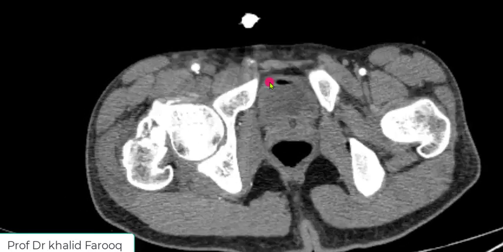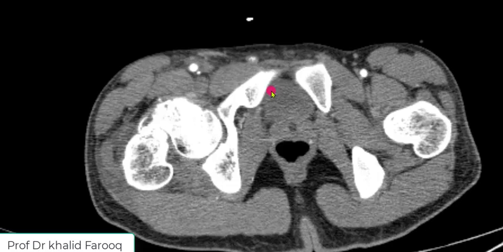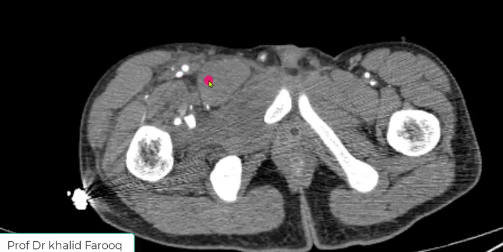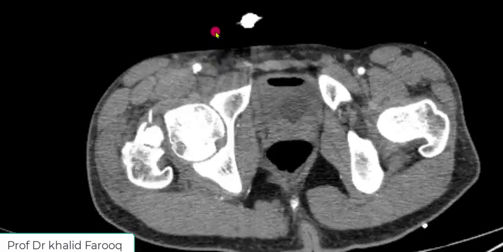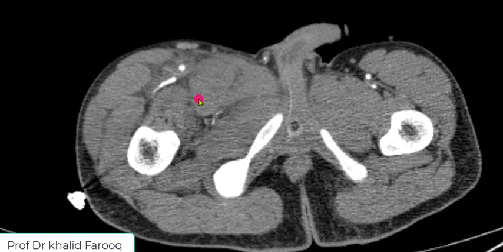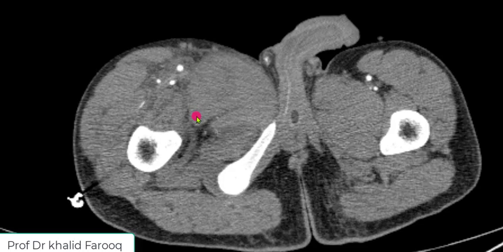This is the area where we can see there is bifurcation of common femoral artery into superficial and deep femoral arteries. We can say it as profunda femoris artery. This is the deep femoral artery or profunda femoral artery. Here we can see this is SFA or superficial femoral artery.